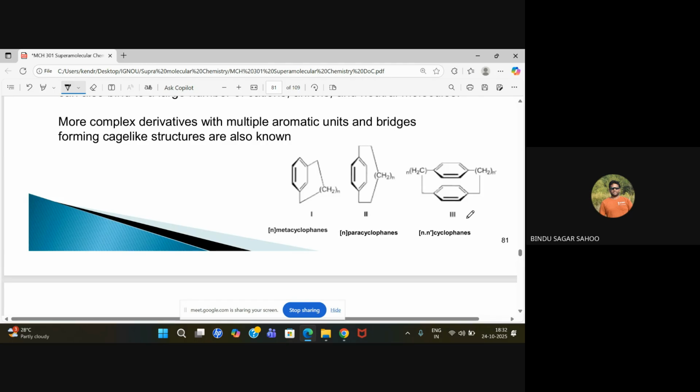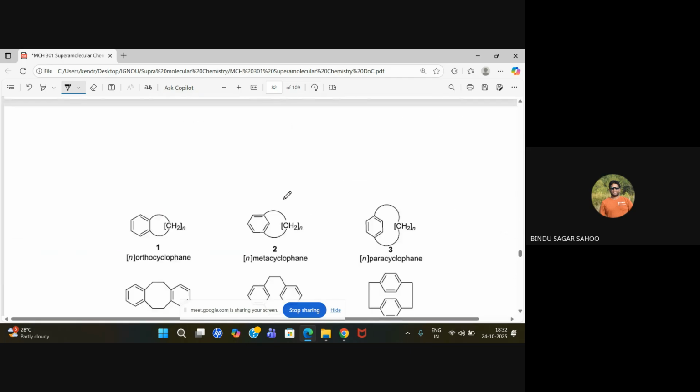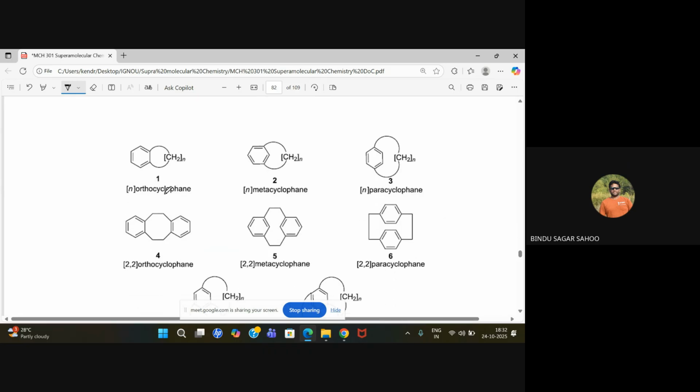And here this is n-dash cyclophanes. We can name it simply like that. That means on both sides, n-dash, the number of cyclic chains are present. Here n means only on one side an aliphatic chain is present. These are some other examples you can check here.